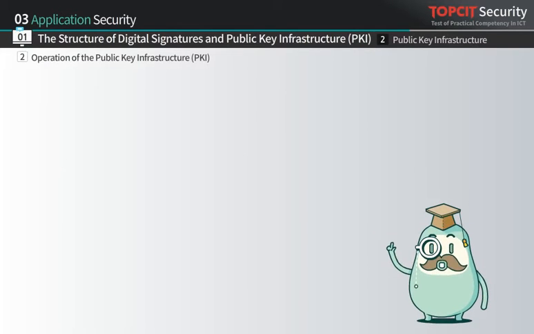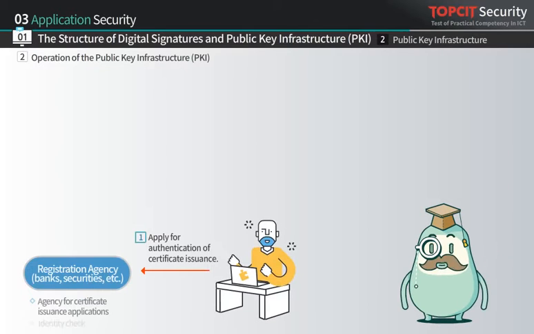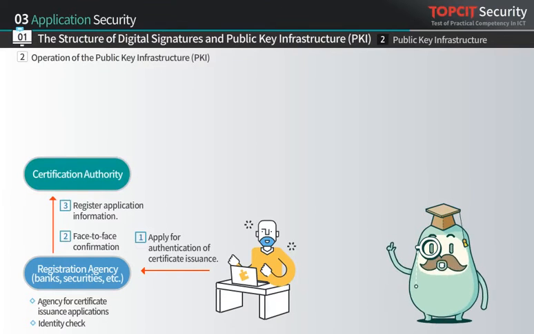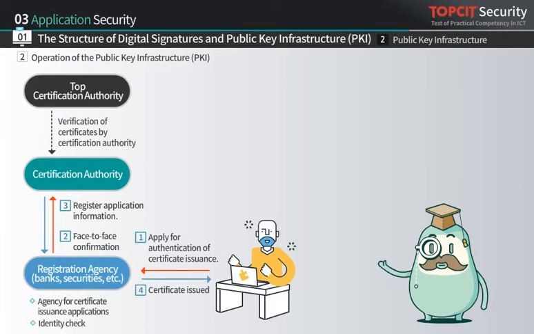Next, let's learn about how the public key infrastructure operates. When a user applies for an authorization certificate issuance after completing the application to join and confirms the identity check at its RA branch, the RA sends a request for information about the issuance registration to the CA. The CA issues a certificate signed with its private key, shares it with the directory server, and delivers this information to the user through the RA.